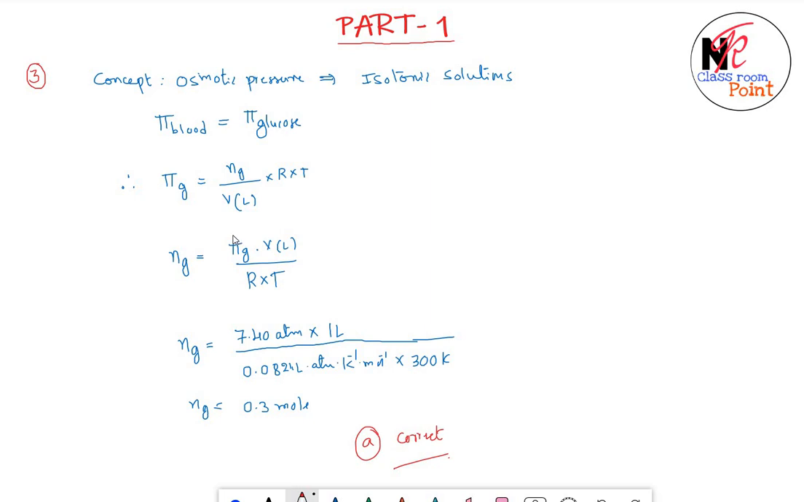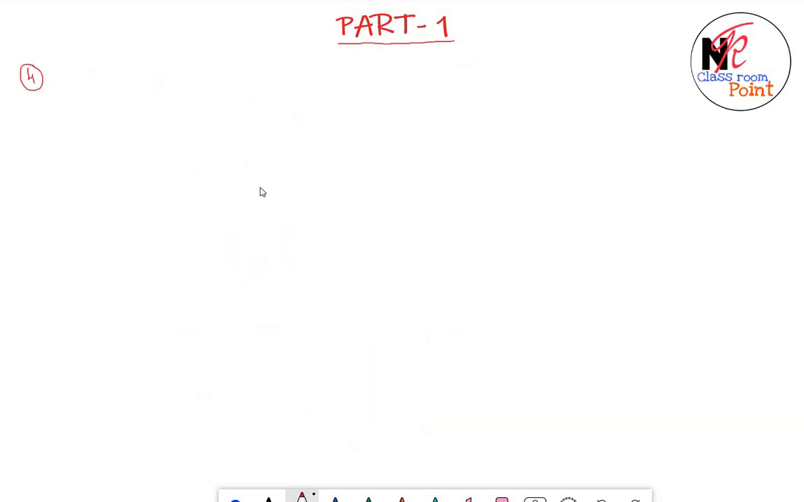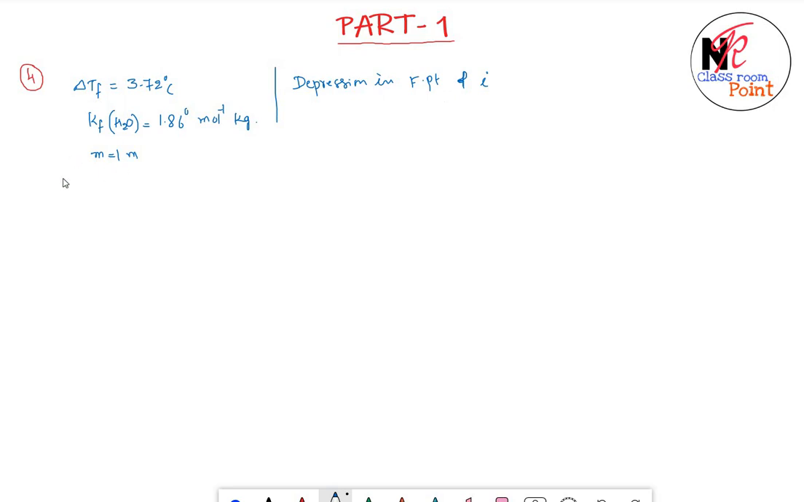Now let's go for another question. In this question, initially I'll write the given data. They're asking for the formula of the given complex. The concept is depression in freezing point and van't Hoff factor i. By calculating the van't Hoff factor, we will be able to find out the formula of the complex. The formula is delta TF equals i KF into molality. Molality is given, KF value is given, and delta TF value is also given.